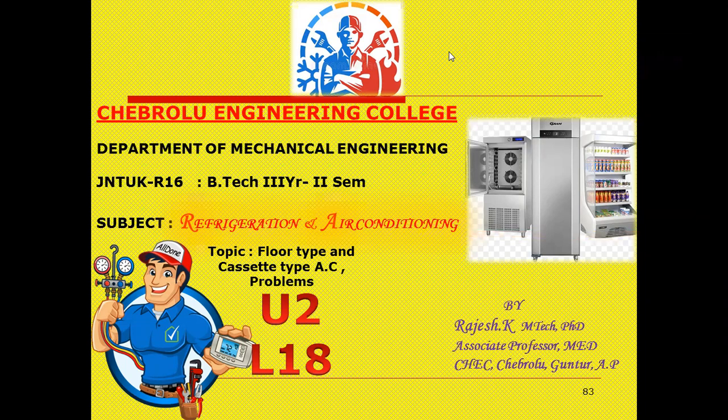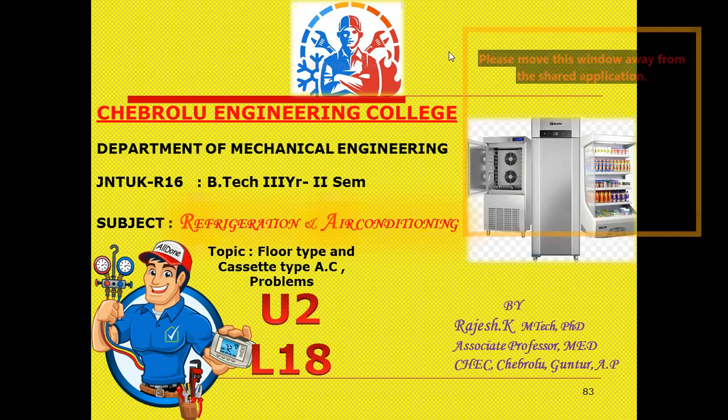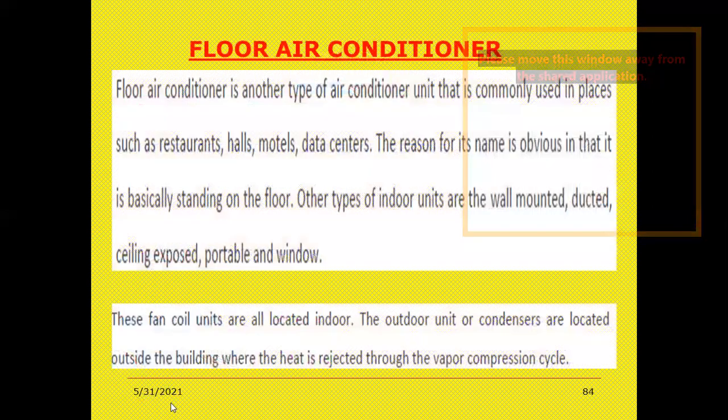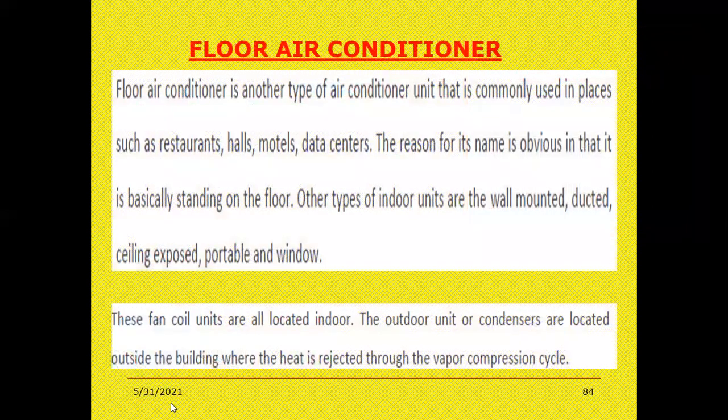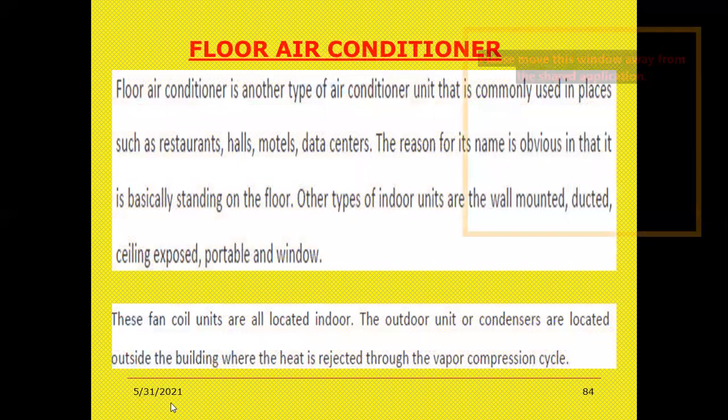First class of this week, lecture 18 of Unit 2 from Refrigeration and Air Conditioning subject. Today in this class, we'll discuss the other type of air conditioning system working on variable compression refrigeration type, that is floor type and cassette type of AC systems and related problems. In the last class, we discussed the window AC and split AC. Today we'll discuss floor mounted, roof mounted and cassette type of air conditioning system.